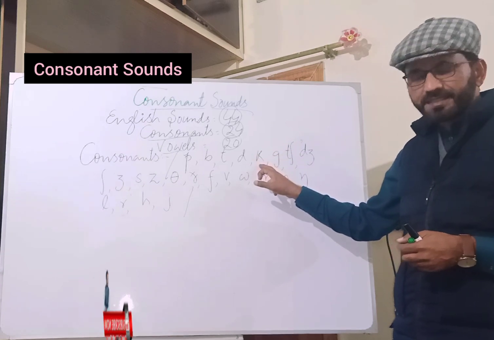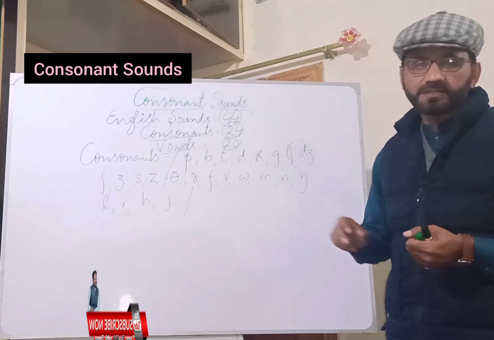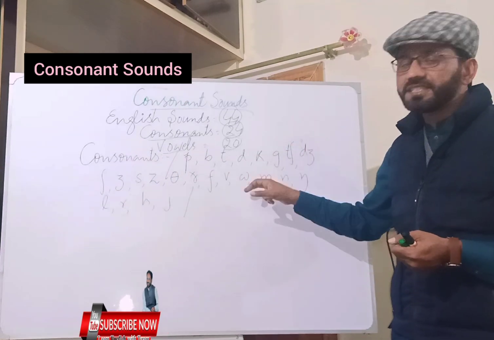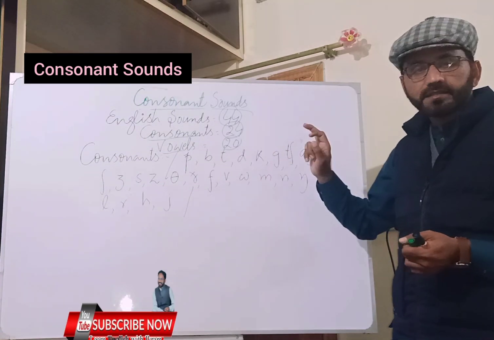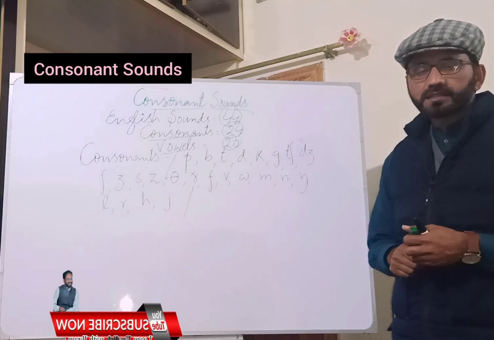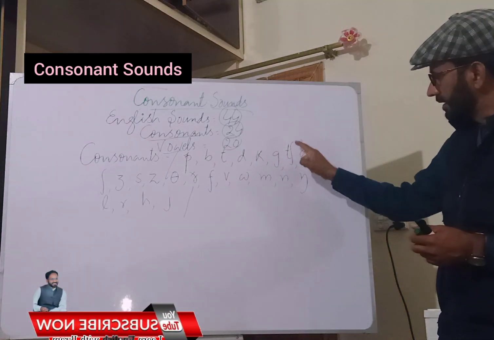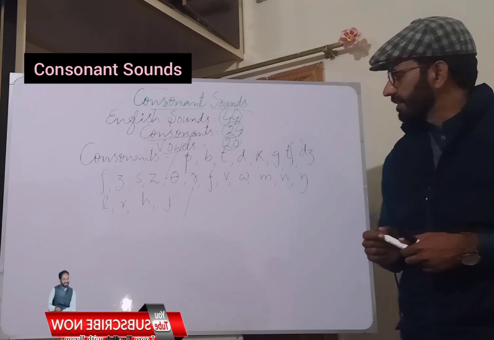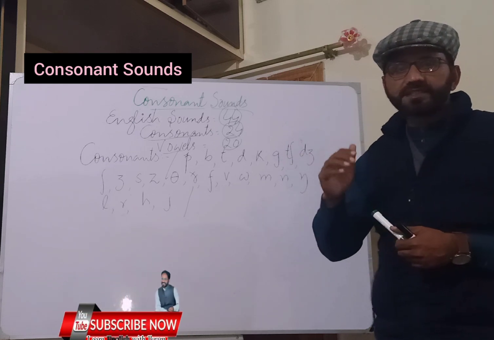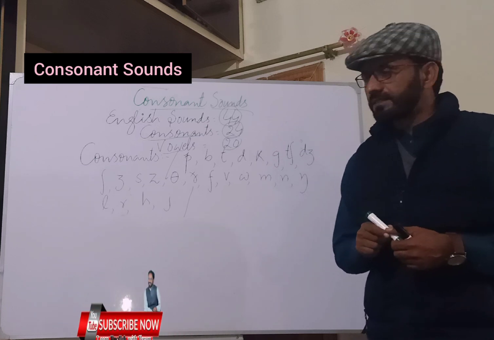K, kite. The letter is just like K, but this is not the letter, it's a sound. This is the symbolic representation of the sound K, kite. Then G, goat. Then this is the symbol for the sound in church, the beginning sound of the word and the ending sound of the word church.